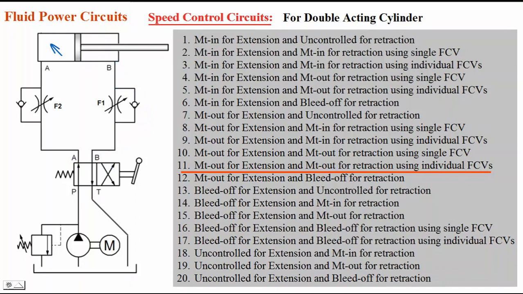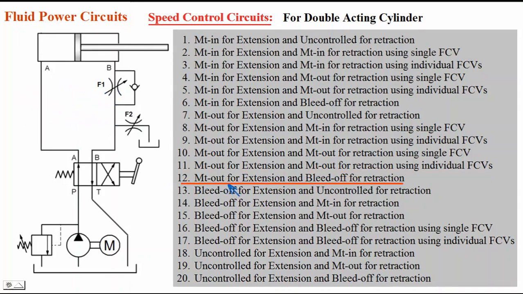Oil which is going into the cylinder goes through the check valve, but oil which is coming out of the cylinder can't flow through this check valve. It has to flow through this flow control valve during retraction. Therefore this is meter out for extension and meter out for retraction, by using two individual flow control valves. Now we shall take the next circuit.